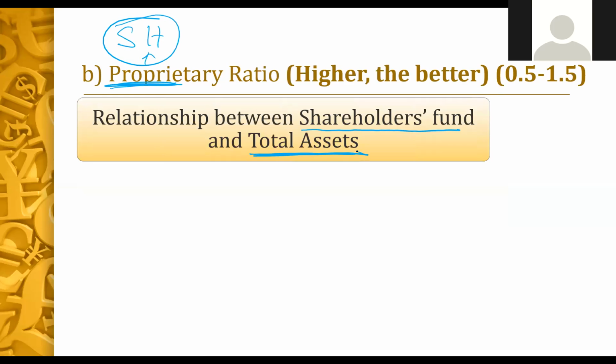Are you getting the point? At what extent are these shareholders having claims over total assets of the company? That is what we are discussing in proprietary ratio. And what is the ideal proprietary ratio? If it increases, it is better. What do you mean by that?